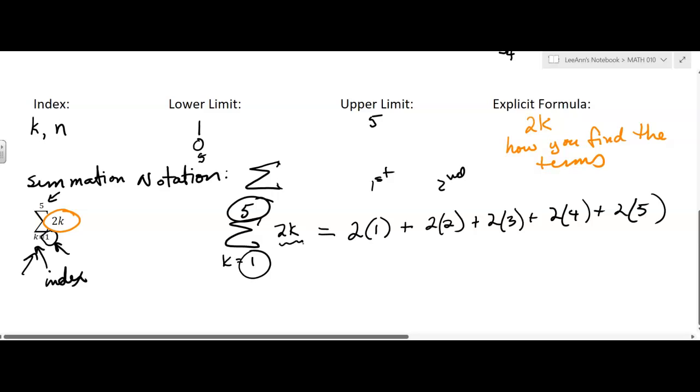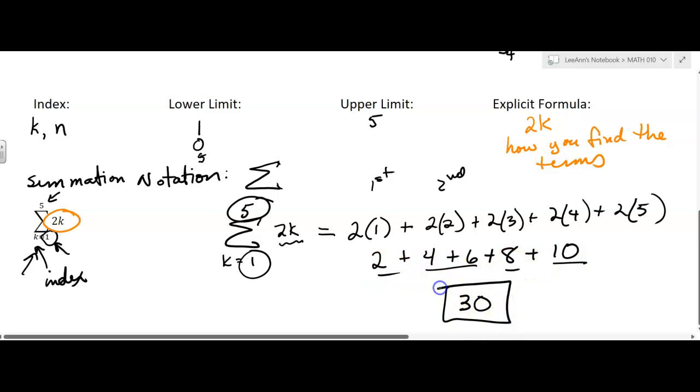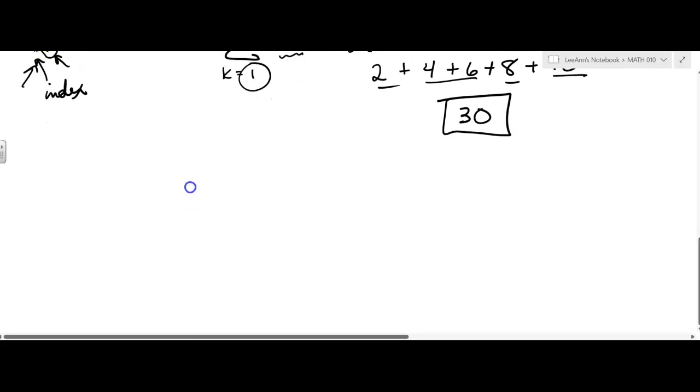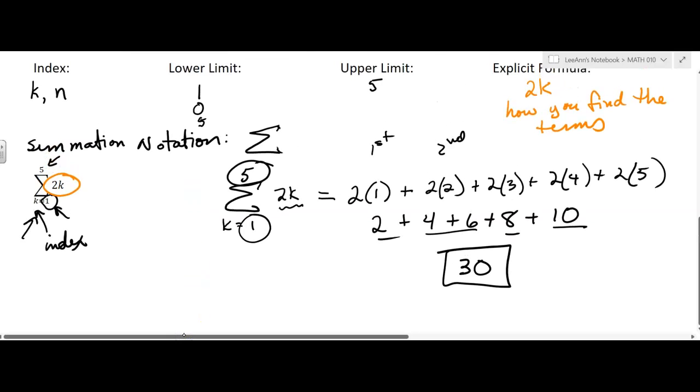Okay, so hopefully that all makes sense. And then because it's summation, we're adding these up. So now we just do the math: 2 plus 4 plus 6 plus 8 plus 10. There's a 10, there's a 10, and there's a 10. Looks like this equals 30. So you're just adding those up. It's called summation notation, and you use that Greek letter sigma. And it looks like that's all I have for this video. We'll give you another example in the next video.